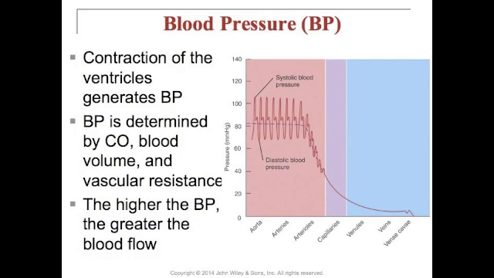So what contributes to blood pressure? The contraction of the ventricles generates the blood pressure. Blood pressure is determined by the cardiac output, blood volume, and vascular resistance. And the higher the blood pressure, the greater the blood flow. So you can see that according to the graph there, the blood pressure is higher in the arteries than it is in the veins.